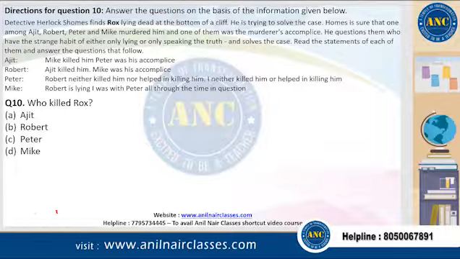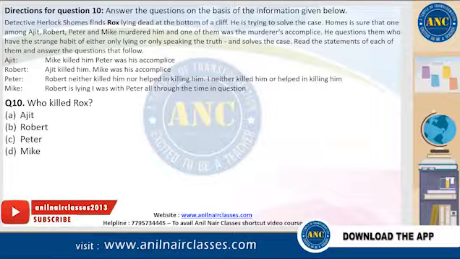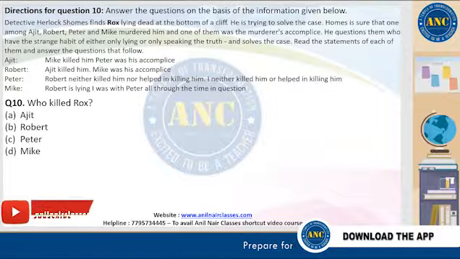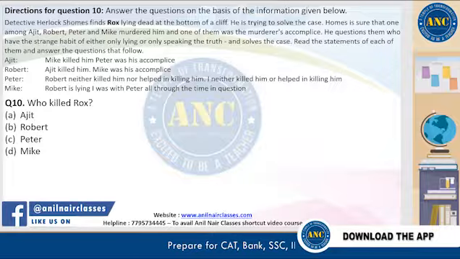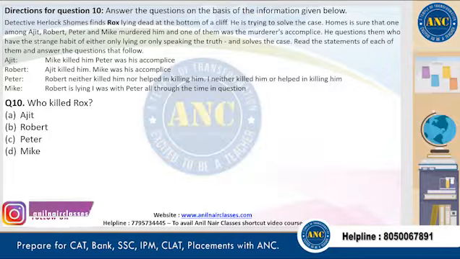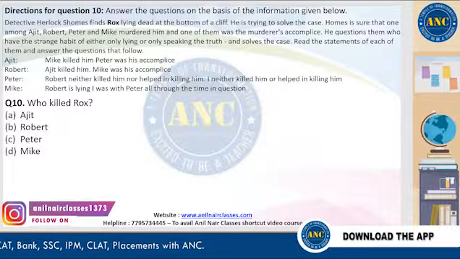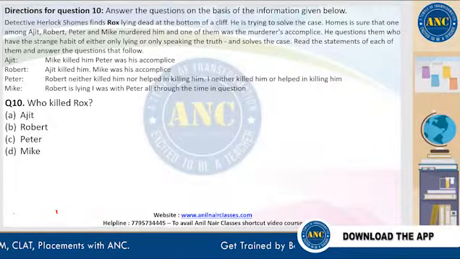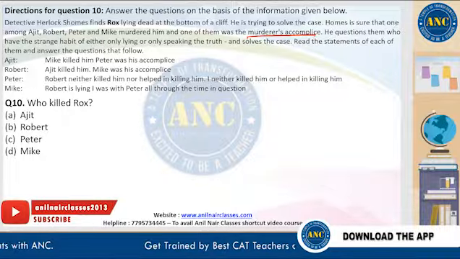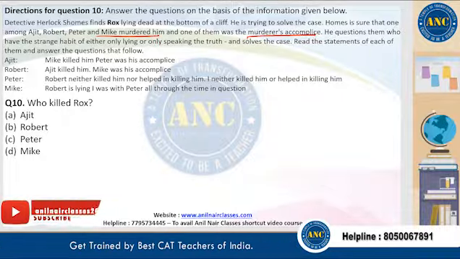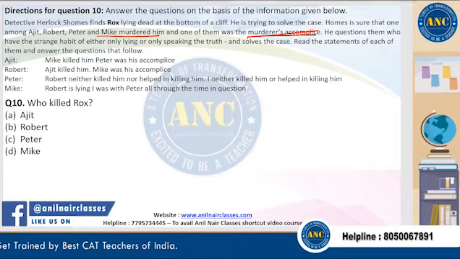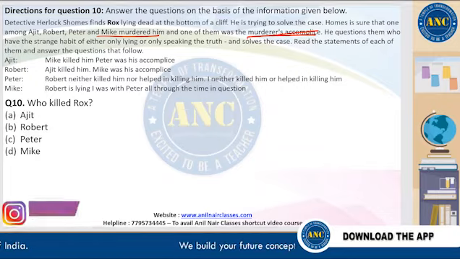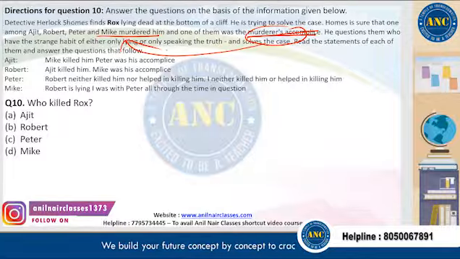So the question goes like this: Detective Sherlock Holmes finds Rocks lying dead at the bottom of a cliff. So I'm guessing someone would have pushed him off the cliff. He's trying to solve the case. Holmes is sure that one among Ajit, Robert, Peter, and Mike murdered him, and one among them was the murderer's accomplice. There's someone who murdered Rocks and someone who helped murder Rocks. That means an accomplice would normally be with the murderer.